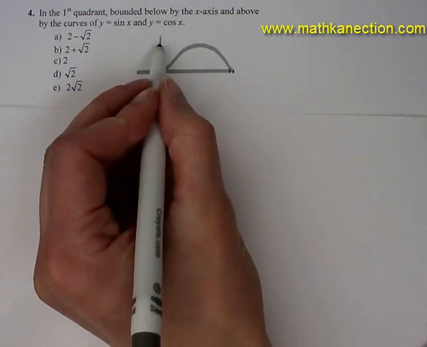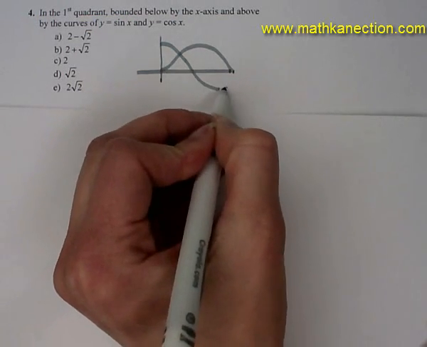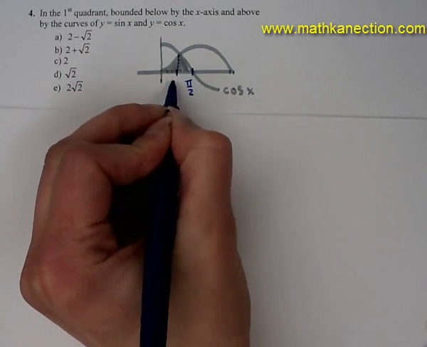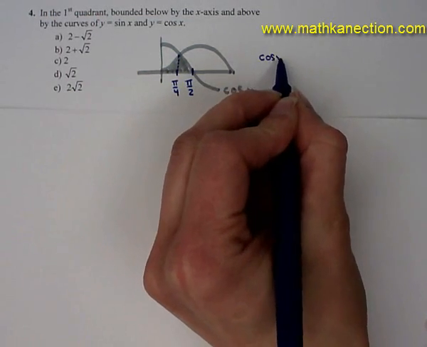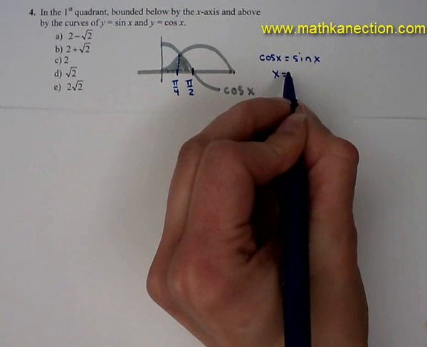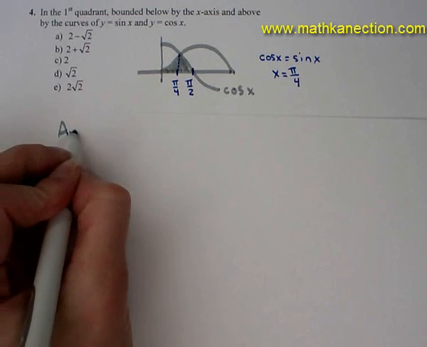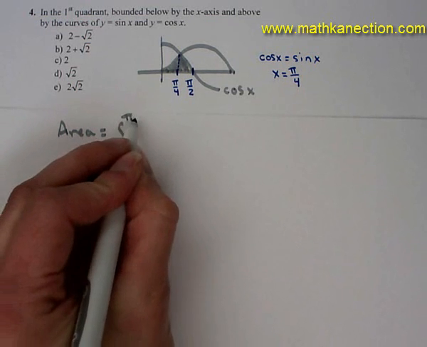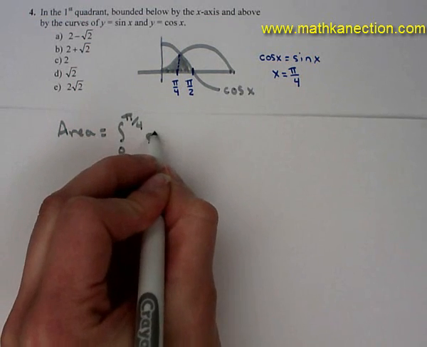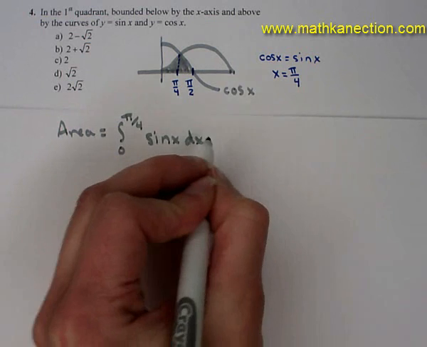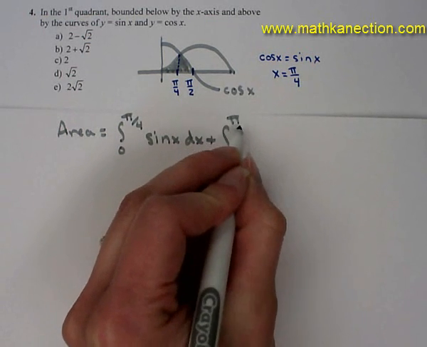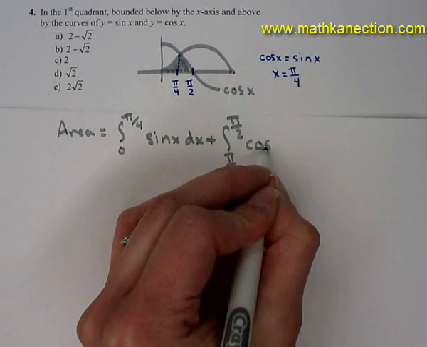The area is underneath the sine curve and the cosine curve. So graphing both those functions above the x-axis, cosine intersects at pi over 2, and sine and cosine are the same when x is equal to pi over 4 in the first quadrant. So to set up the area, we're looking at the area from 0 to pi over 4 underneath the sine curve, plus the integral from pi over 4 to pi over 2 underneath the cosine curve.